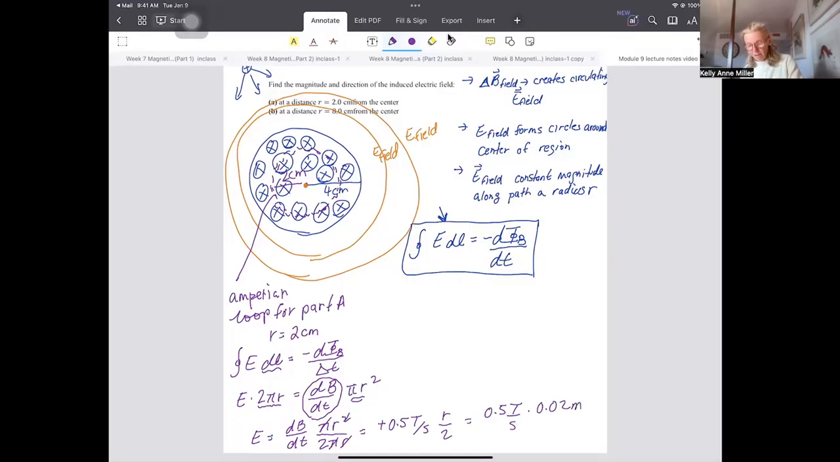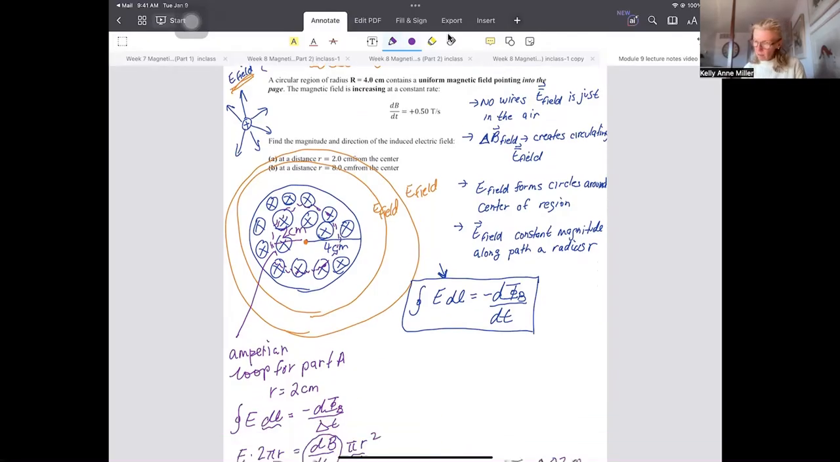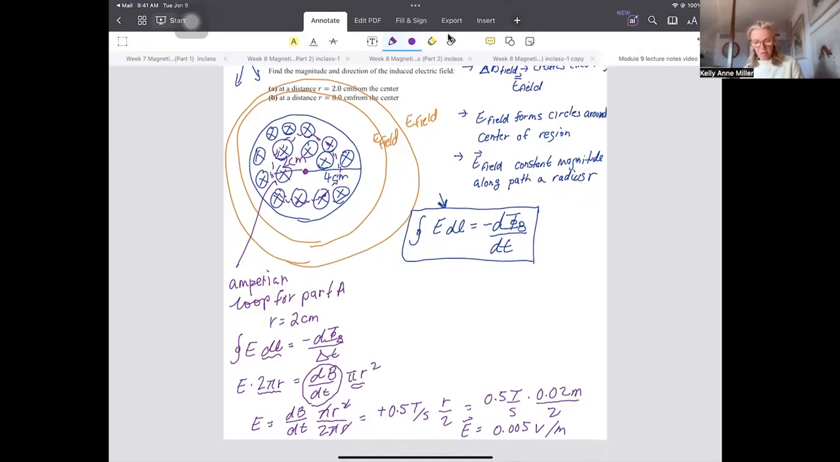Meters divided by 2. Okay. And so if I multiply that out, I get 0.005 volts per meter. Okay, which is the right unit for electric field. Okay, so the electric field at 2 centimeters from the center of this region is 0.05 volts per meter.